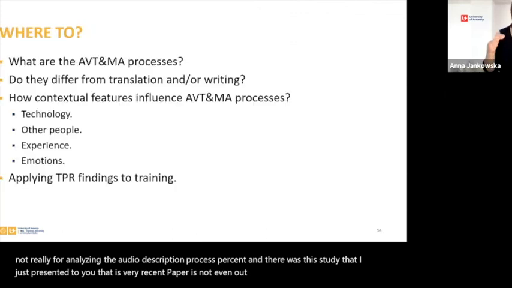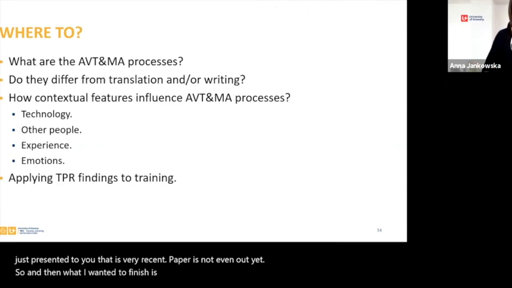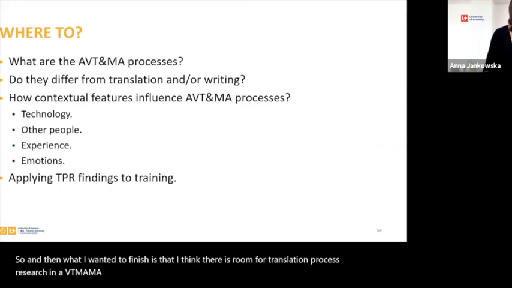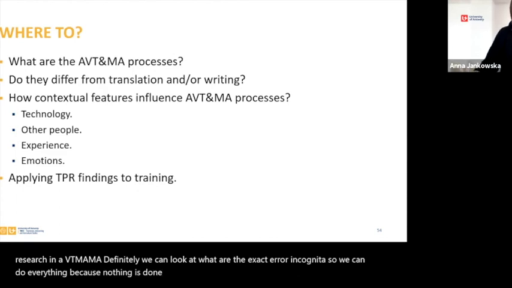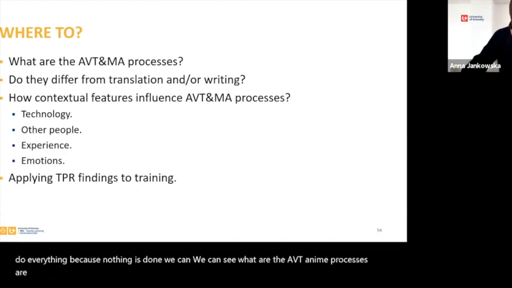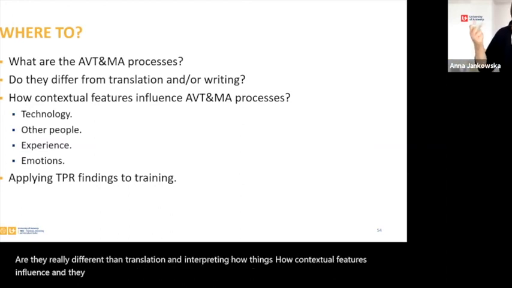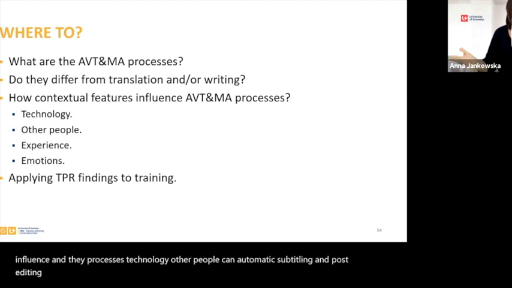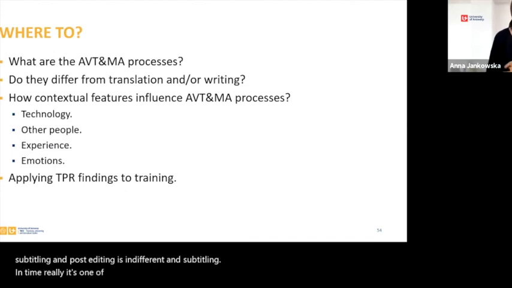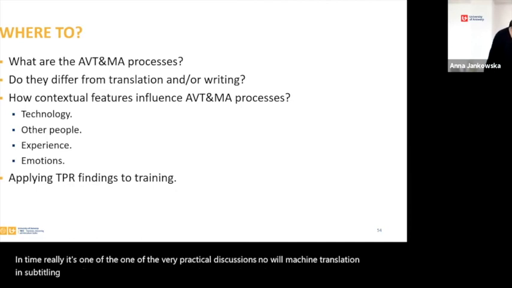So, what I wanted to finish with is that I think there is room for translation process research in AVT and MA, definitely. It's like terra incognita, so we can do everything because nothing is done. We can see what the AVT and MA processes are. Are they really different from translation and interpreting? How do contextual features influence AVT and MA processes, technology, other people, automatic subtitling and post-editing, is it different from subtitling in time? Really, it's one of the very practical discussions. Will machine translation in subtitling actually help make it better and faster, for example?